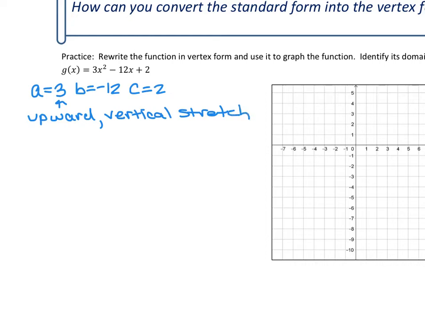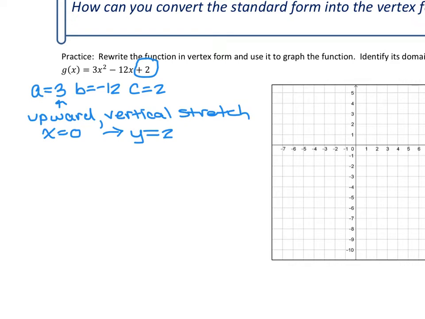One other piece of information we can get right away from the standard form is we know what our y-intercept is. And the reason we know that is because the y-intercept always happens when x equals 0. In other words, all along the y-axis, x equals 0. So if we substituted that into our function, then the x squared term and the negative 12x term would reduce to 0. So our y-intercept is always going to be c. And that's true for not just quadratic functions, but many other functions that we'll talk about throughout the year.